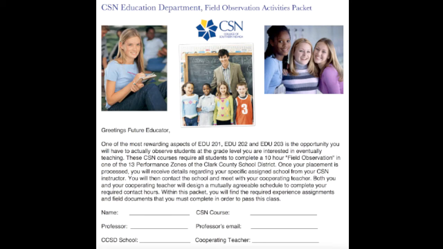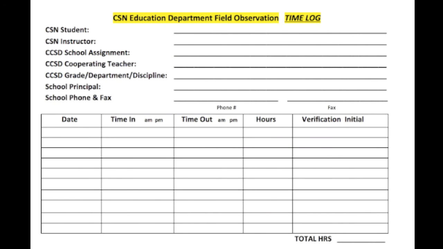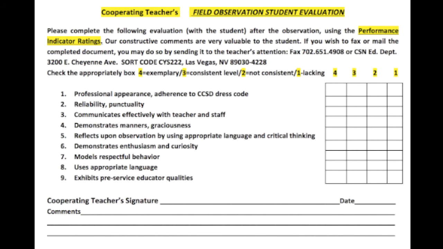The process starts at the back of the field observation packet with the timeline. Every time you visit the school, you should record the hours that you were there, with the goal of reaching the 10 hours before the end of the semester. Your teacher will sign off on that page. The next part of the packet includes the teacher evaluation. This is a brief survey that the teacher can do just to let you know how you did with their students over the course of the semester.